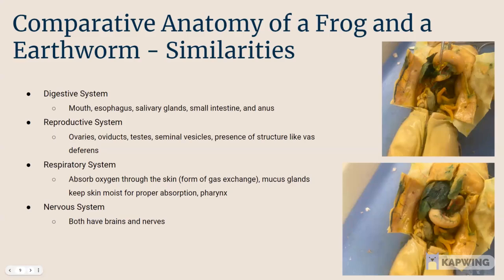For the respiratory system, earthworms and frogs both experience a form of gas exchange where they absorb oxygen through their skin. They also contain mucus glands all over their bodies to keep them moist for proper oxygen absorption. And they both also have a pharynx used for both their digestive and respiratory tracts.